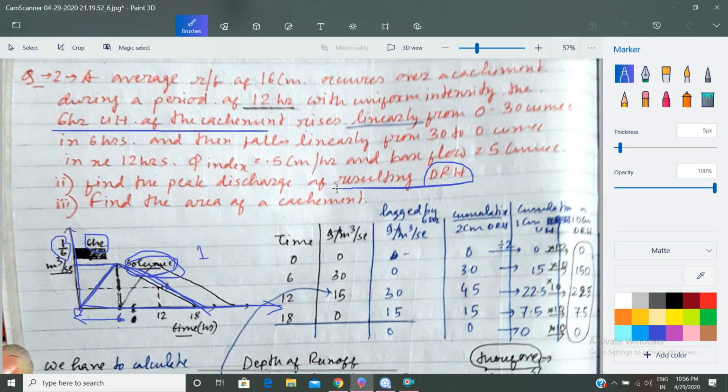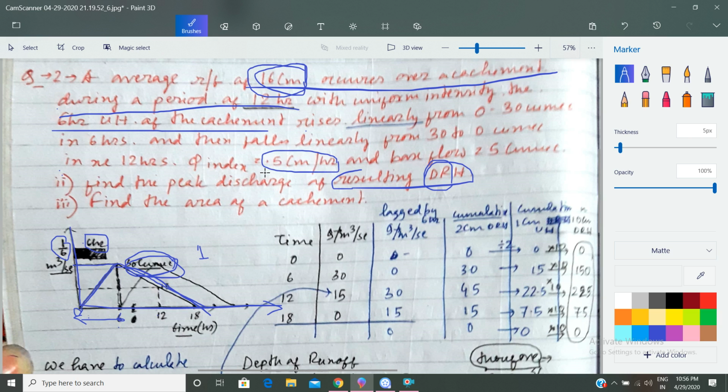So now, what is the resulting DRH? Average rainfall of 16 centimeter occurred over the catchment during a period of 12 hours. 16 centimeter is the depth of precipitation. Now we need the DRH, meaning direct runoff. So for direct runoff we have to deduct the infiltration from precipitation, isn't it? If we deduct the infiltration from precipitation, then we will get the runoff. So the phi index is given for this reason, 0.5 centimeter per hour.